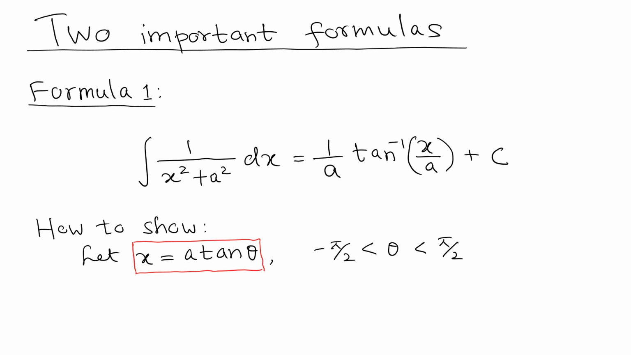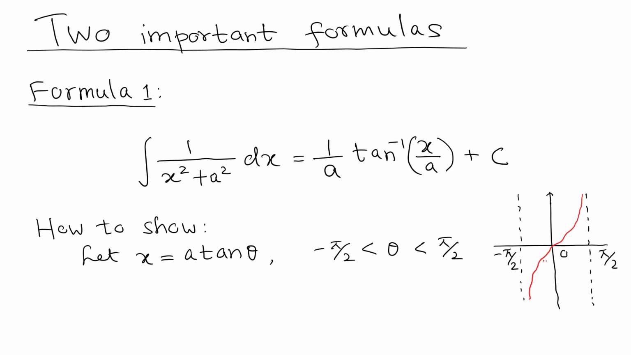If x equals a tan theta, theta is between negative pi over 2 and pi over 2. The reason is that on that domain, tan goes from negative infinity to positive infinity, so it covers the full range of x values. There are no restrictions, which is a very important feature. Then let's see what happens to the substitution.